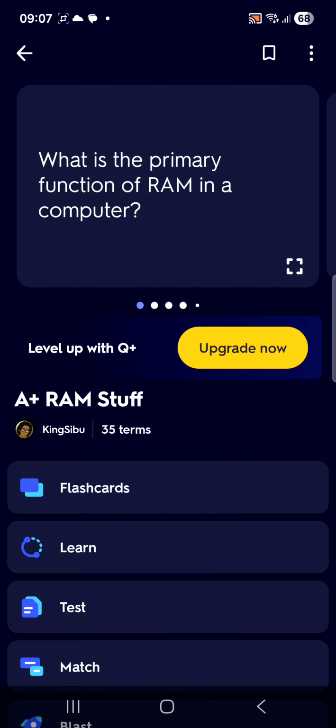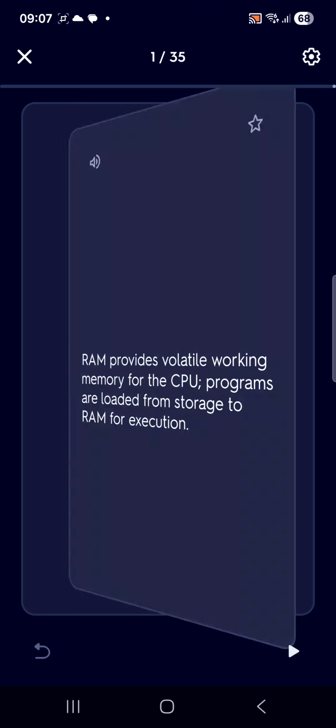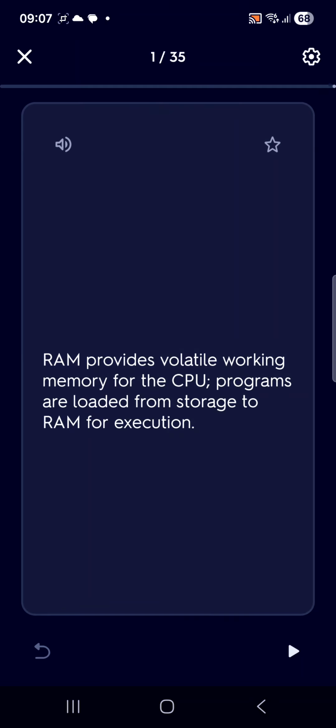Good. So let's begin. What is the primary function of RAM in a computer? And tell me, what does RAM stand for? RAM stands for Random Access Memory, and it provides volatile working memory for the CPU, and the programs are loaded from the storage to the RAM for execution. Okay?